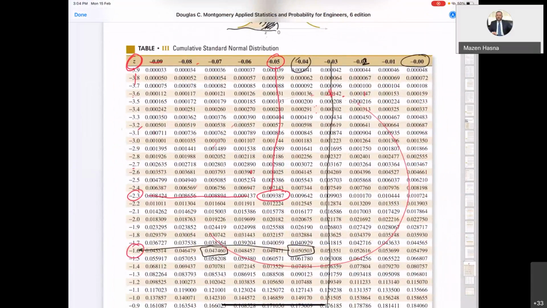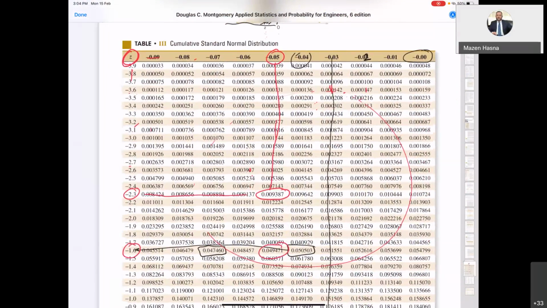Okay, minus 1.6, and again 5. I don't know why I use 5. Same. So it's 0.0.